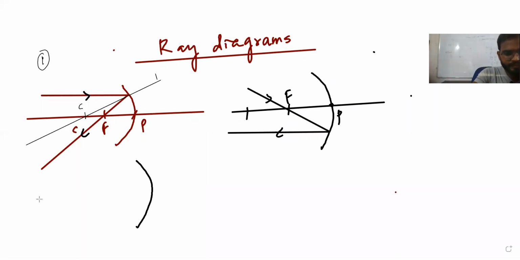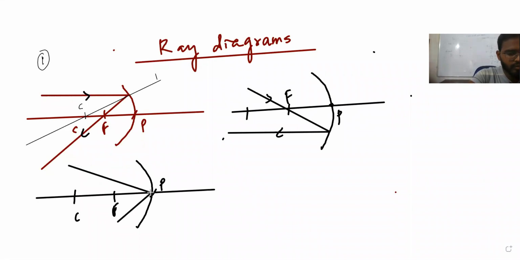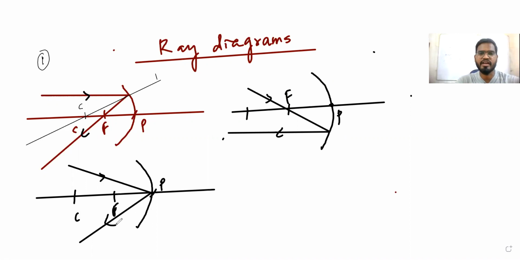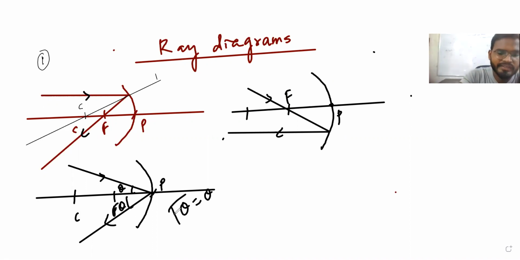If a ray of light hits the pole, then it will reflect back with the same angle. First, a ray of light which is parallel to the principal axis will pass through the focus. Second, a ray of light passing through the focus will be parallel to the principal axis. A ray of light hitting the pole will reflect back with the same angle. Suppose this is angle theta, this will also be angle theta. So both will be angle theta itself.